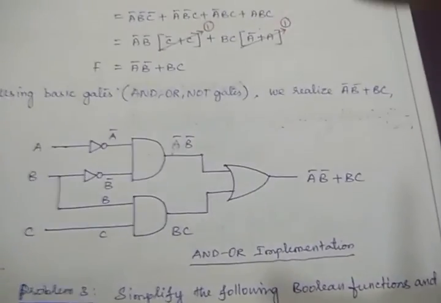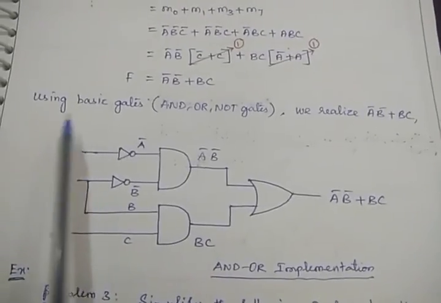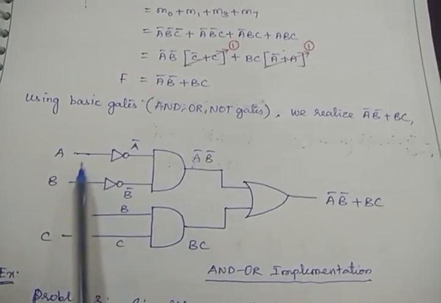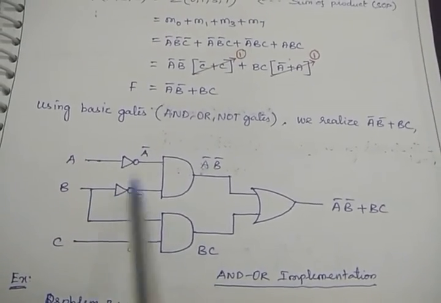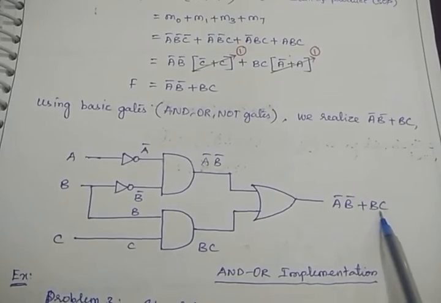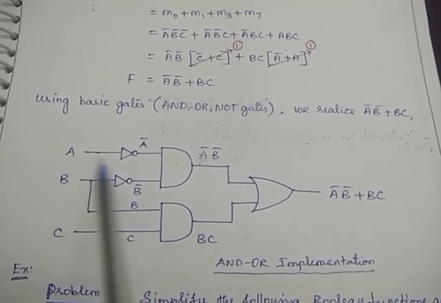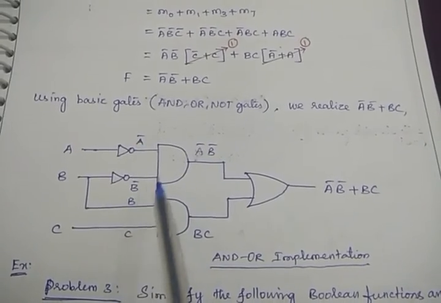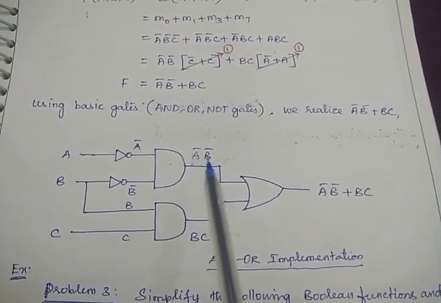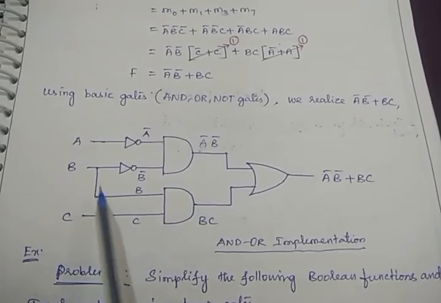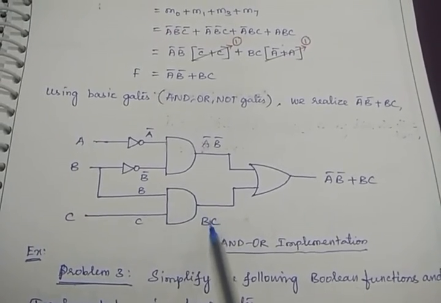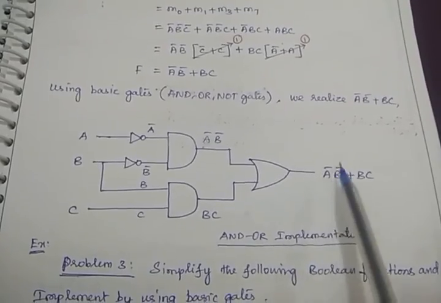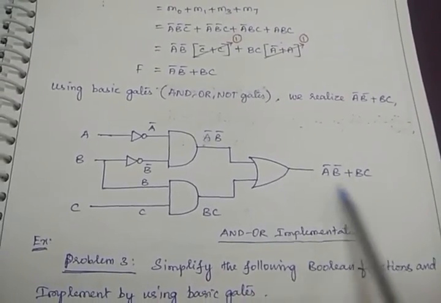Alright, and we are going to implement by using basic gates. Basic gates means AND, OR, NOT, we know. So by using that, how we got this a bar b bar plus bc: I'm using a NOT gate here to get a bar, and here also one NOT gate to get b bar, one AND gate to get a bar dot b bar, and here bc, one AND gate, we got bc. Then finally for addition I'm using an OR gate, and I got the final expression.